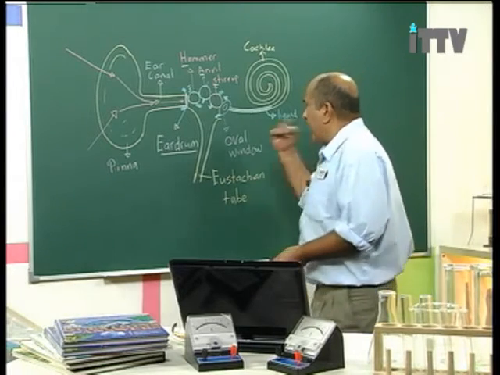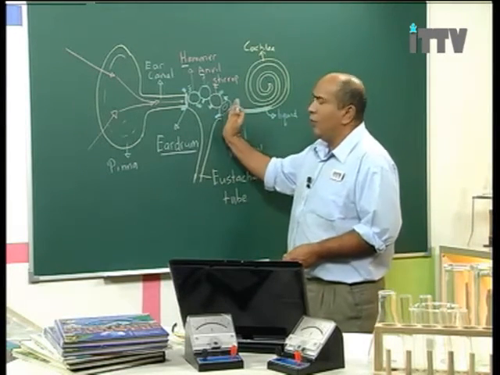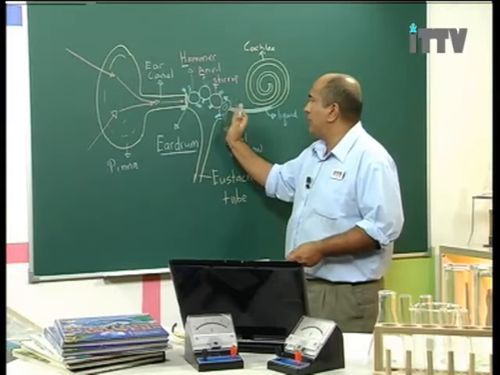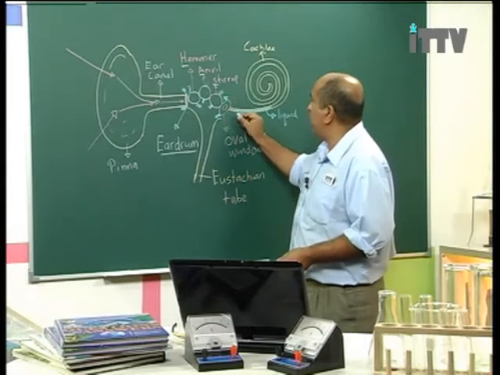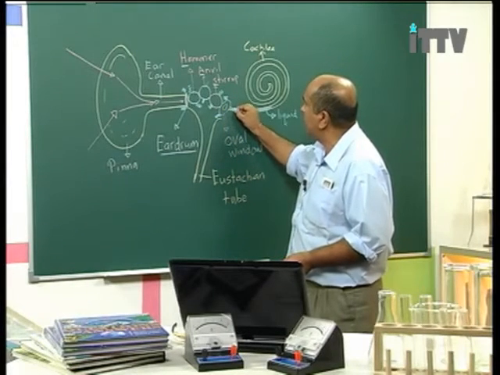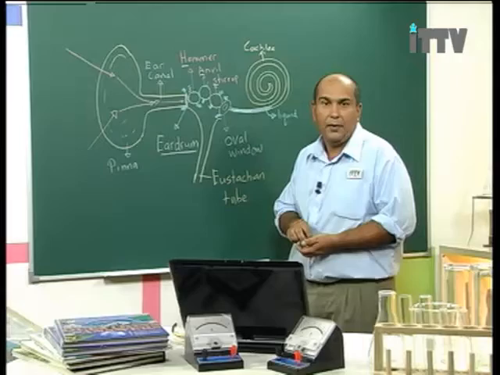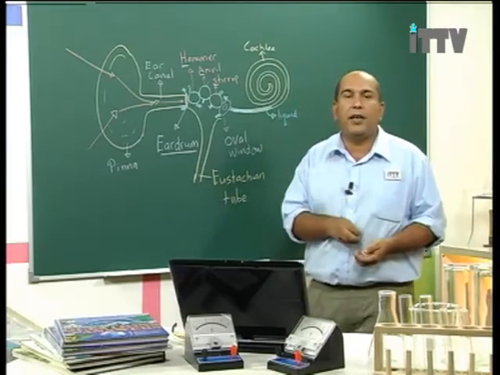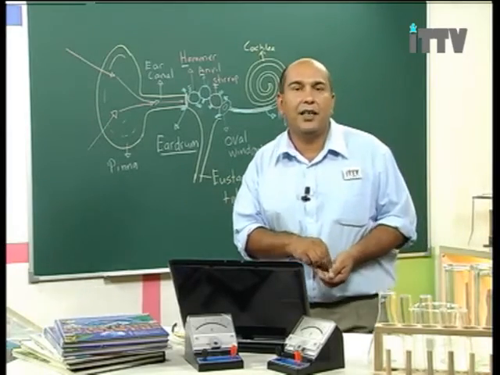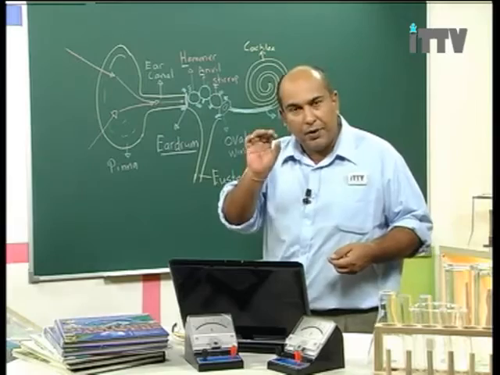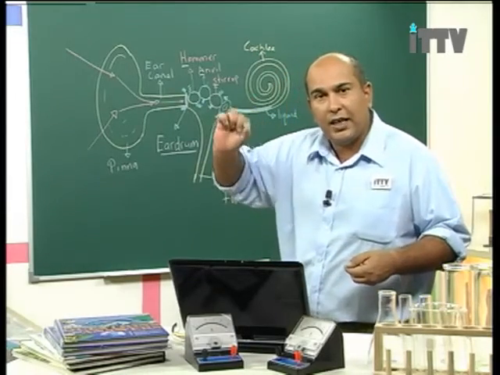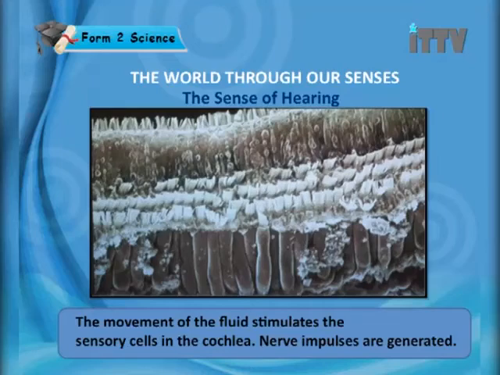So, we're at the oval window. The oval window now is vibrating. As the oval window vibrates, what happens is the liquid inside here starts to vibrate. Now, it's this liquid vibrating that is really the last and final and most important part. So remember, the oval window vibrates, the liquid inside the cochlea vibrates. Movement of the fluid stimulates sensory cells in the cochlea.